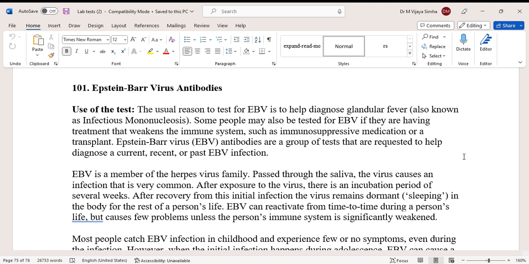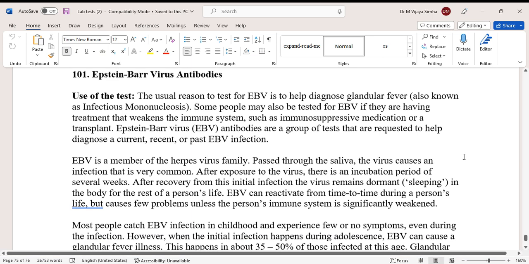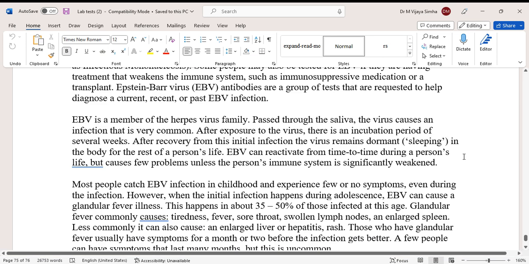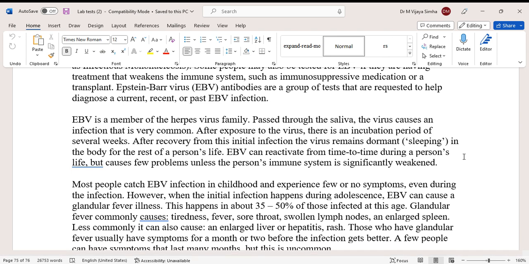Epstein-Barr virus antibodies are a group of tests that are requested to help diagnose a current, recent, or past EBV infection. EBV is a member of the herpes virus family. Passed through the saliva, the virus causes an infection that is very common. After exposure to the virus, there is an incubation period of several weeks. After recovery from this initial infection, the virus remains dormant in the body for a person's life.